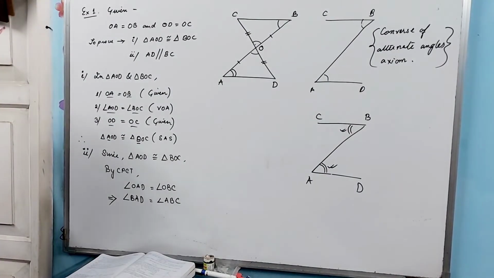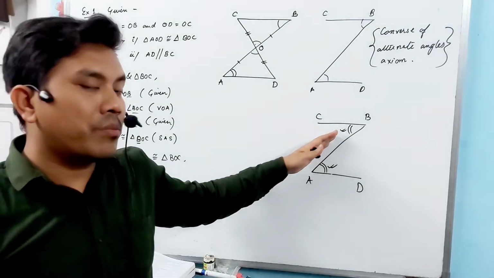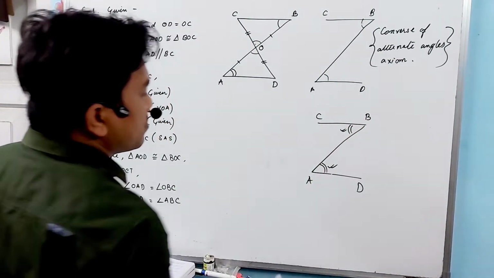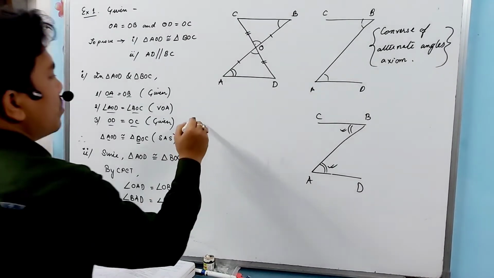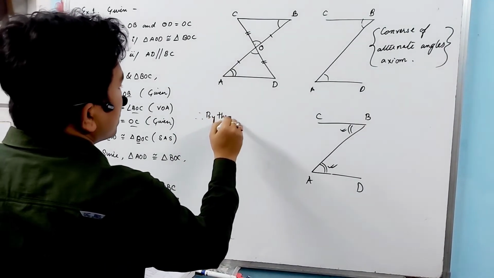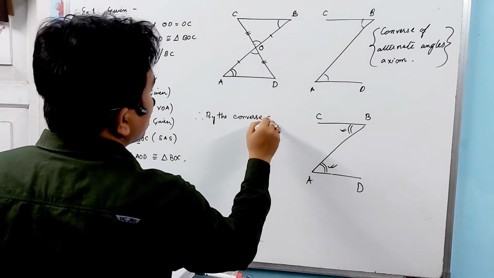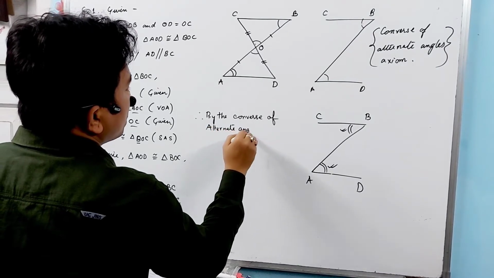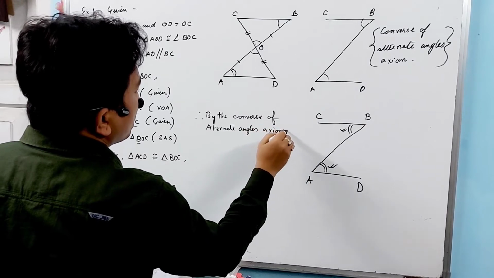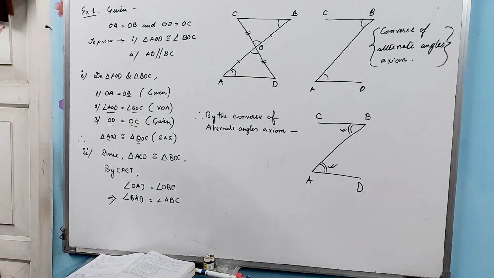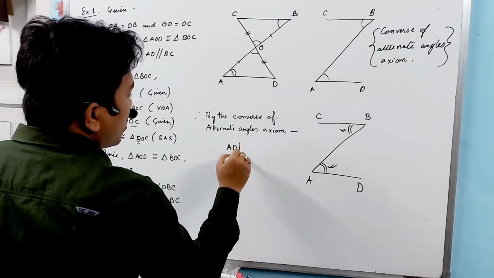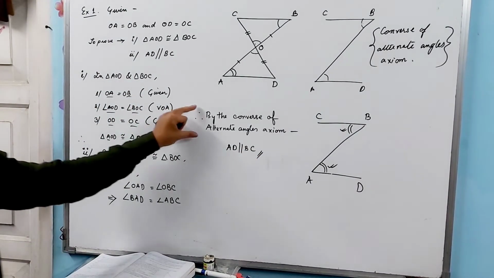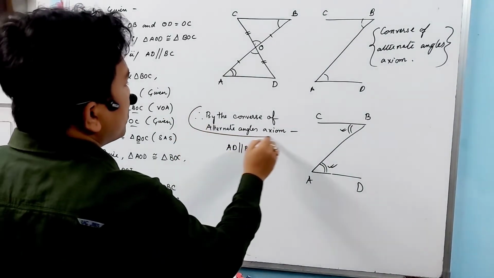Now you see here BAD is this angle and ABC is this angle, and they are what? Alternate angles formed by which transversal? AB on AD and BC. So AD will be parallel to BC. So we don't have to write so long, we just have to write, therefore by the converse of alternate angles axiom, we have AD parallel to BC. Is it clear?